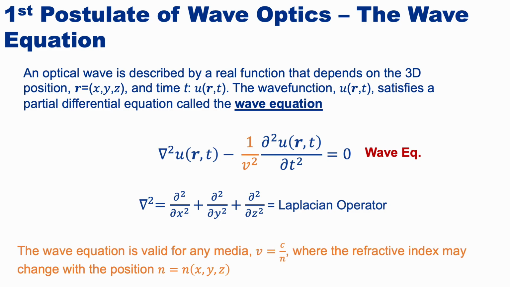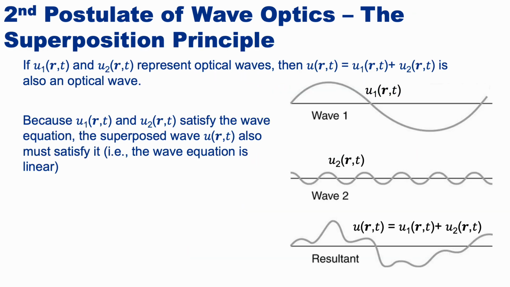If you notice in the wave equation, we have 1 over the velocity squared, right? In general, this wave equation is valid for any medium. Depending on the refractive index, the velocity that you need to satisfy in the wave equation changes.